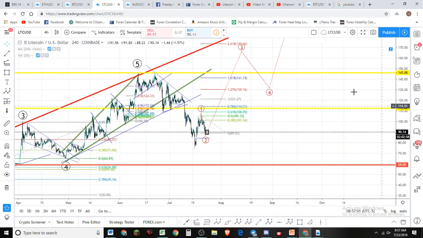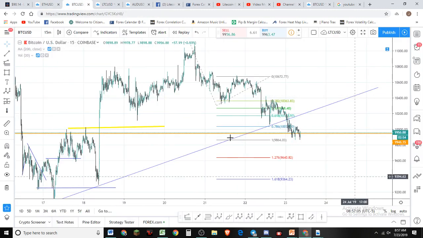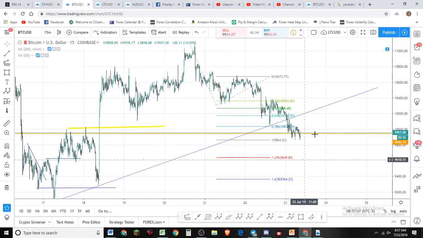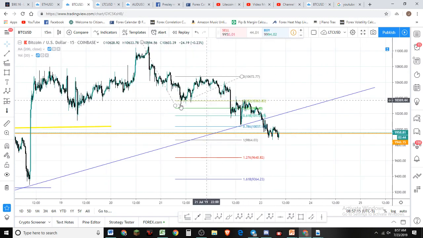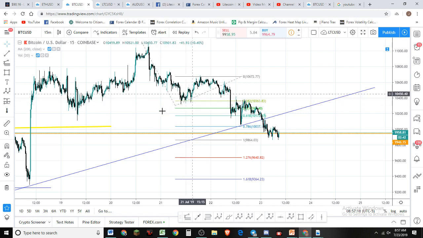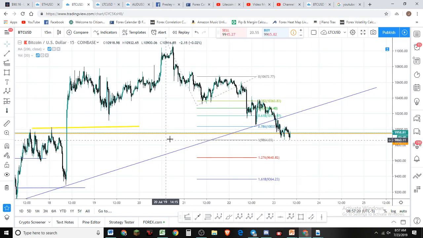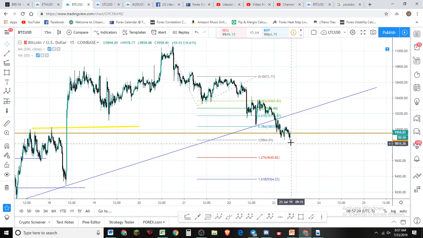And so is Ethereum, and so is Bitcoin as well. They're all kind of doing the same thing. You can see how I've thrown the fibs on this. We've come down to the one-to-one extension, and we're getting a bit of a bottom here. You can kind of see how we're double bottoming, like we often do when we get bounces here. You can see these little double bottoms that Bitcoin likes to do. We still could get a little bit of a push down, but this is looking close to finished at the one-to-one extension.